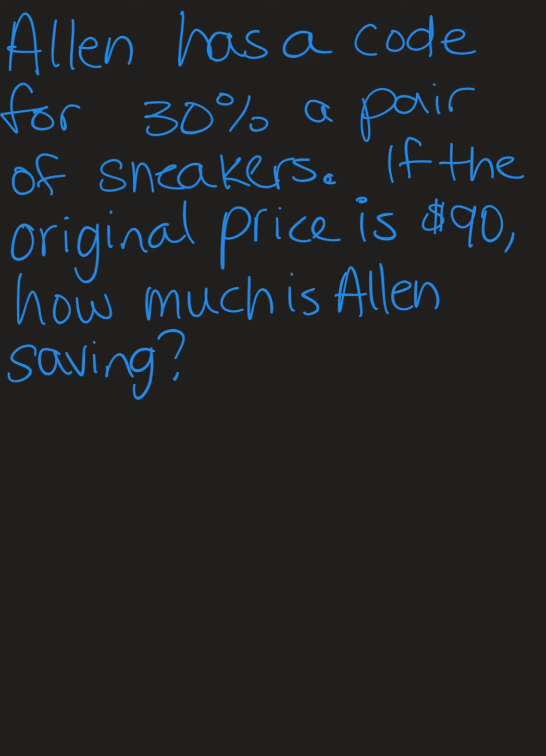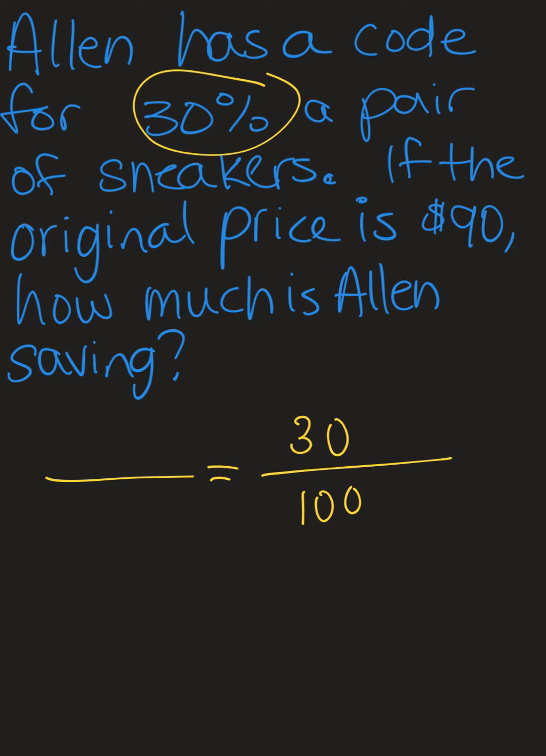So the first thing I'm going to look at is my percent proportion, always over 100. I have 30%, so I'm going to place that over my 100. And then this $90 here represents the whole, okay? So I'm going to put that in the denominator, and I'm looking for the top here.